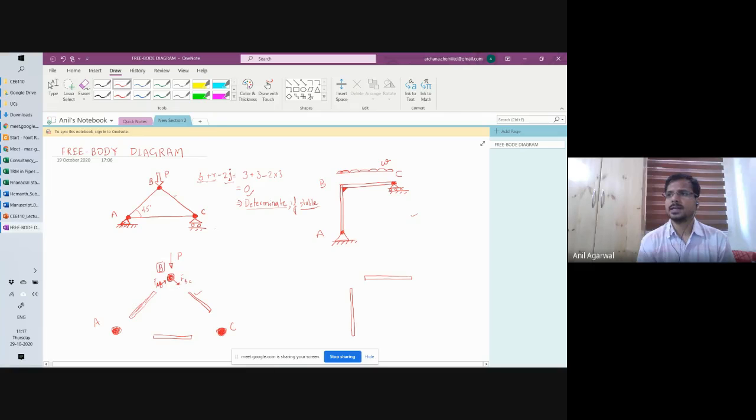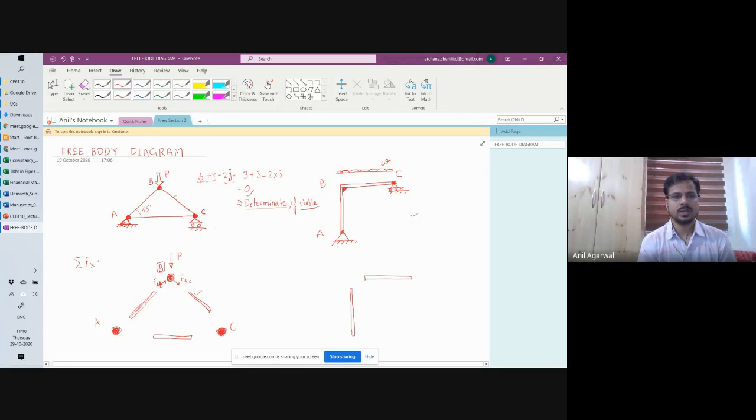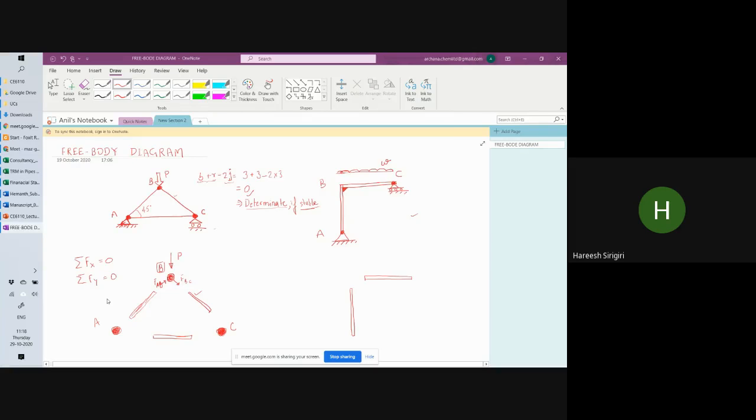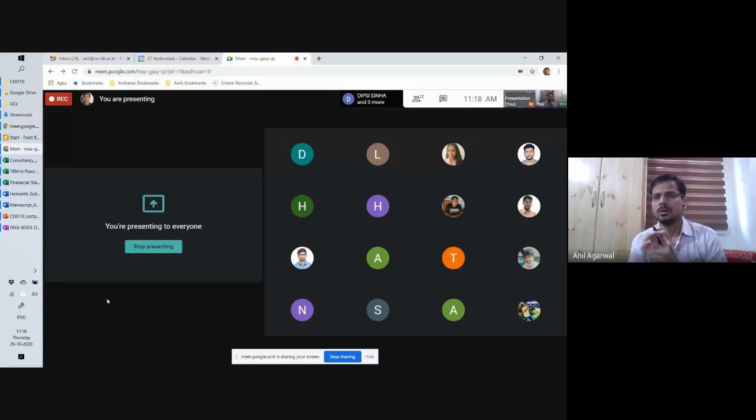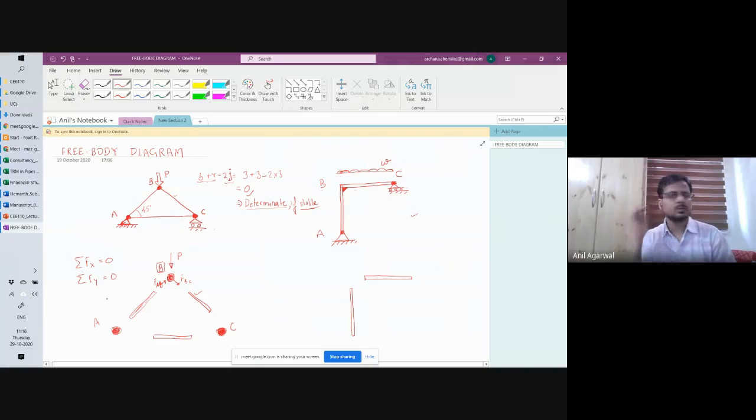How do I know what their direction and what their values are? How would I calculate their direction and values? Sigma fx and sigma fy. Correct. Which law of Newton does that come from? Which law says that sigma fx should be 0? Ranjit, you want to say something? Yes, sir. It's first law. First law, very good. Yeah, so first law or the second law. So acceleration is 0. In the first law, it says that when the acceleration is 0, the sigma fx has to be 0. So this is coming from the first law.